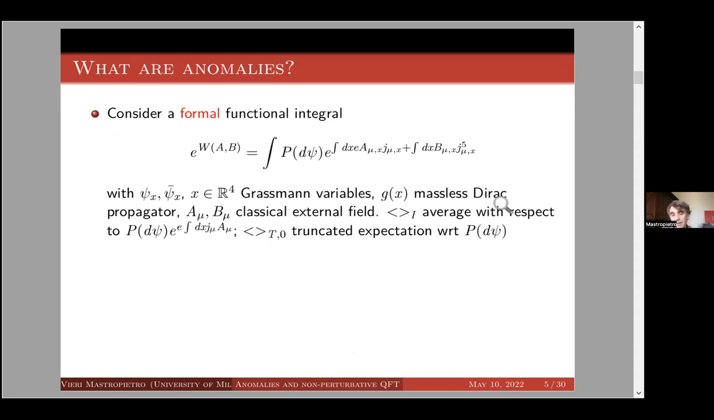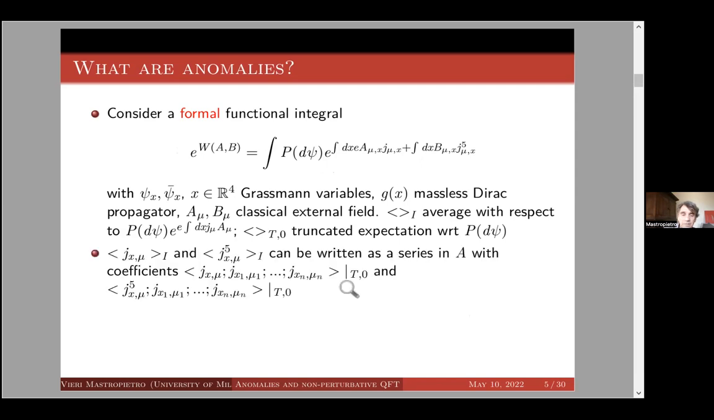A is an external field and B is an external field. So this is a sort of electrodynamics in which we have classical A fields, and then you can expand in A and get what is called the fermionic determinant. You get something which can be represented as a series. I define the average with respect to P(dψ), meaning just expand and consider truncated expectations. Then the current and the axial current are a series in A with this kind of coefficients. Formally, these terms are given by graphs, which are circular graphs.